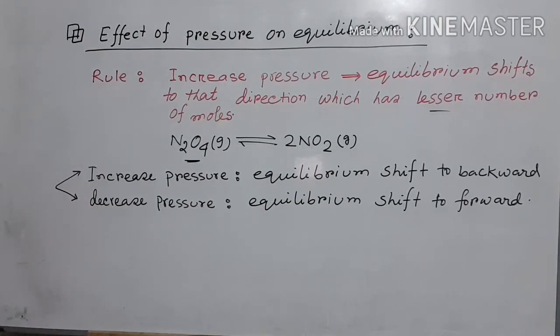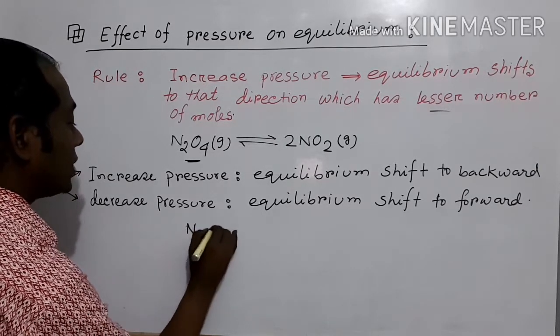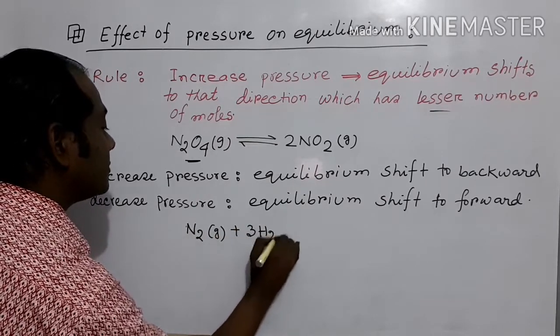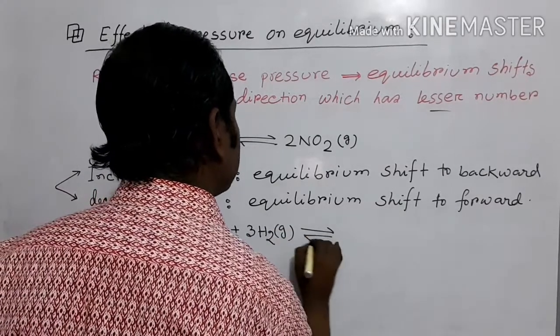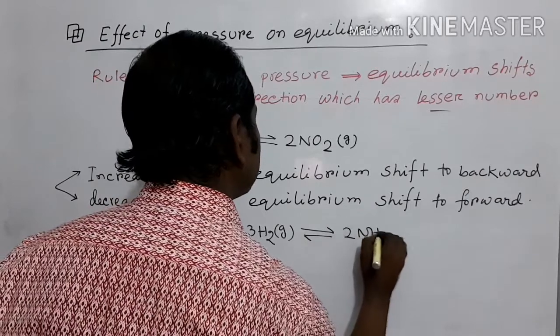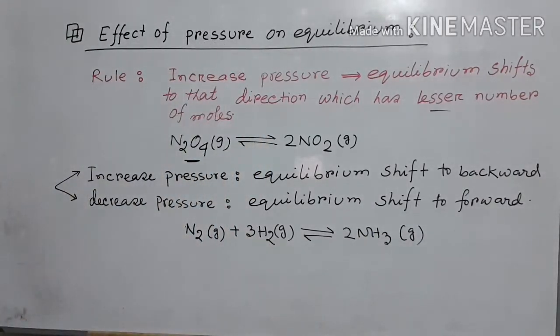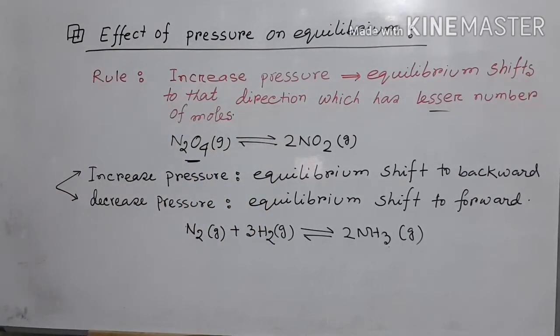These two reactions. If we consider another reaction such as nitrogen plus 3 hydrogen, reversible sign, to ammonia, here we see that the lesser number of moles is present in the product.